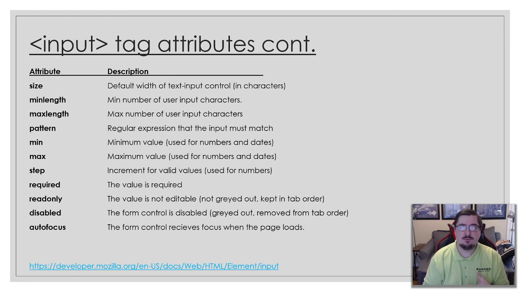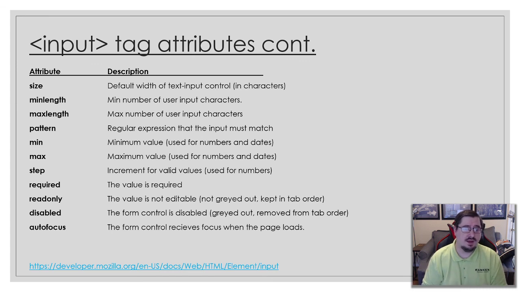So I can say, for instance, maybe I want you to pick a date, but I want you to pick a date from August 1st to August 20th. I can specify that as the min and the max, and the browser will prevent the user from selecting anything outside that range.